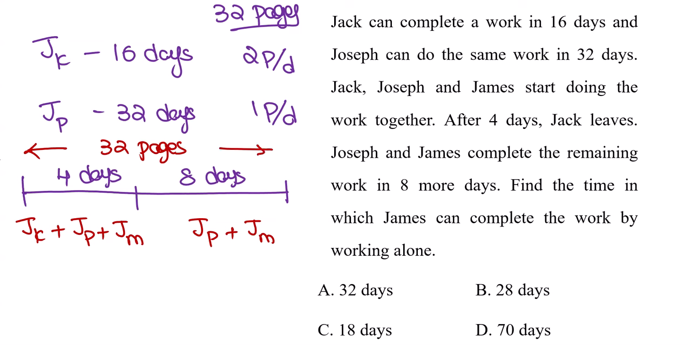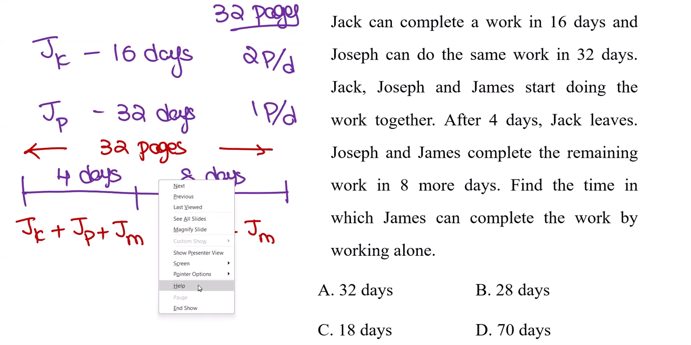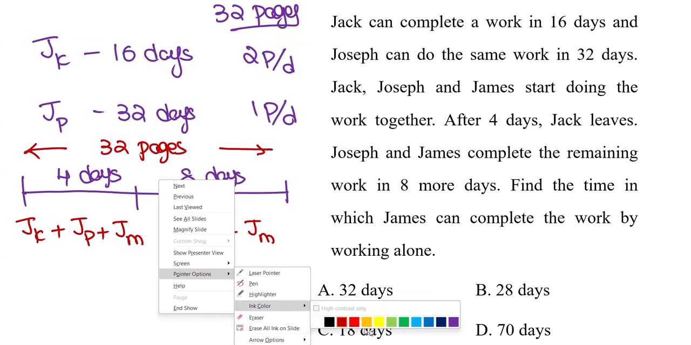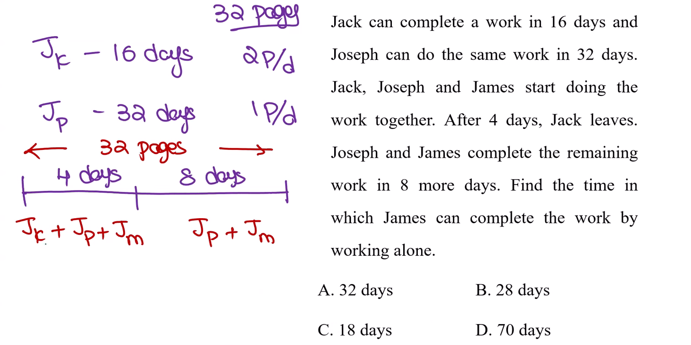Fine. Now, the efficiency of this group is already available. Jack is 2, Joseph is 1. James, we don't know, let it be X pages. James can type X pages per day. So this is 3 plus X in 4 days. Each day, 3 plus X pages they can type per day, whereas here, 1 plus X pages per day.